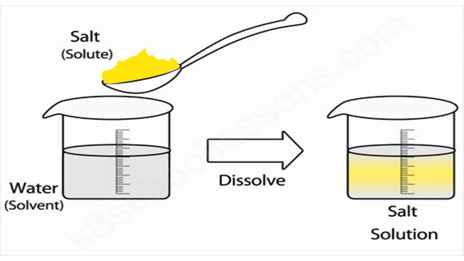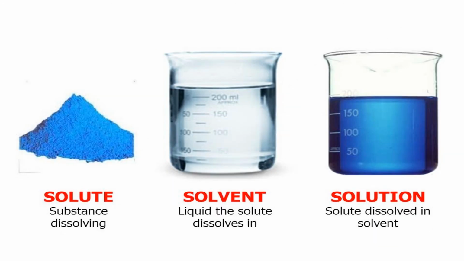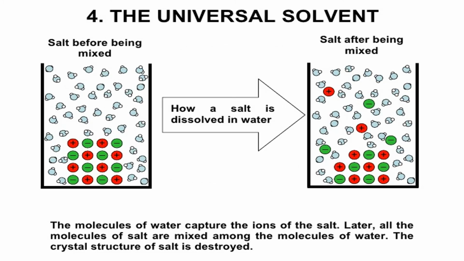A solute is the substance that is being dissolved by another substance. In the example above, the salt is the solute. The solvent is the substance that dissolves the other substance. In the example above, the water is the solvent. You cannot see the solute in a solution after it has dissolved. The particles of the solute move in between the solvent particles when they dissolve.